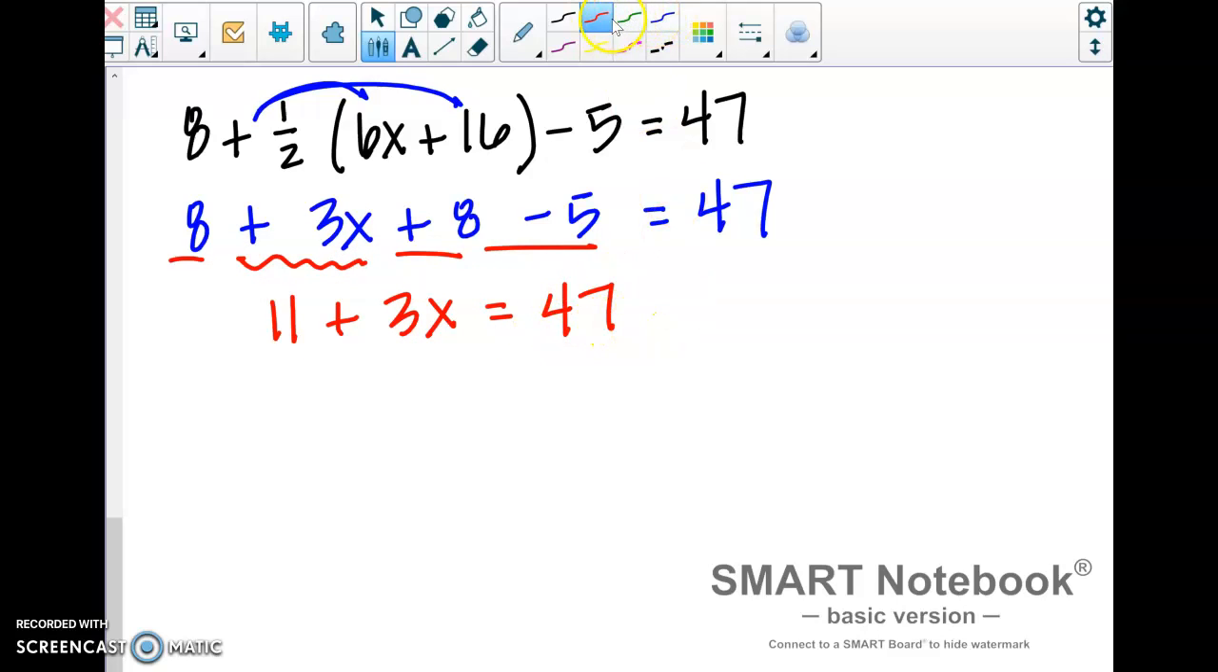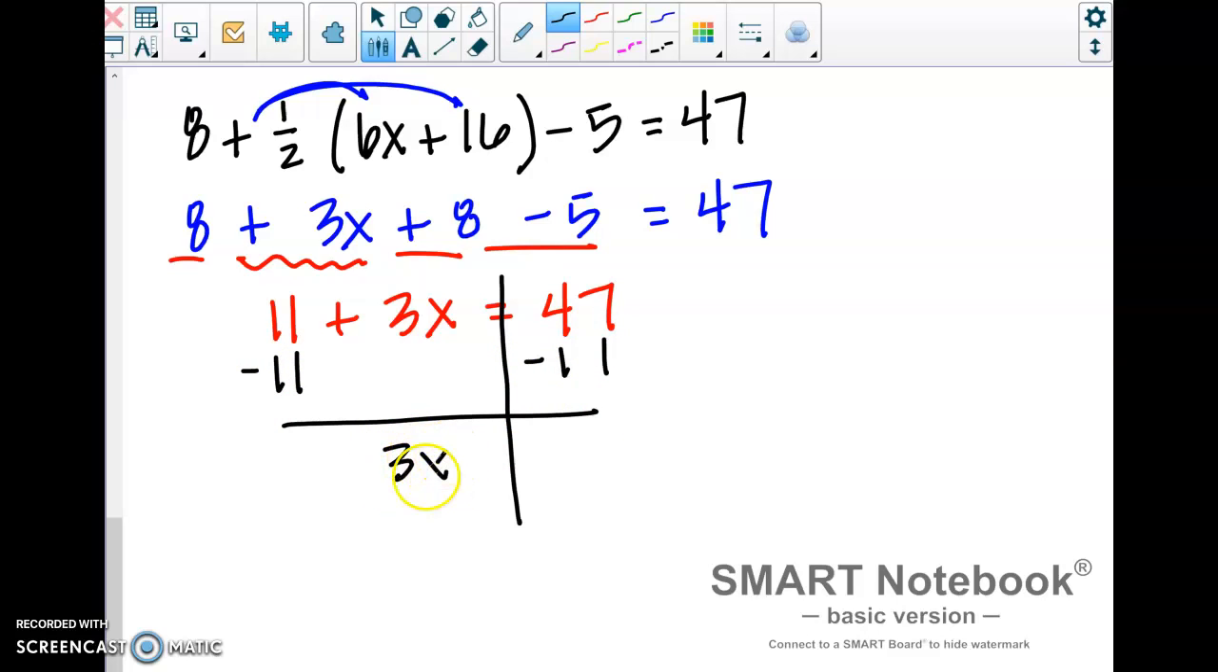Now we've got a two-step equation to solve. So draw a line down the equal sign. You're trying to get x by itself. It's being multiplied by 3. 11 is being added to it. So I'm going to do the inverse of adding 11 by subtracting 11. So I'm left with 3x equals 36. To get x by itself, they're multiplying by 3. Inverse of that is dividing by 3. So x equals 12. Pat yourself on the back if you got x equals 12.